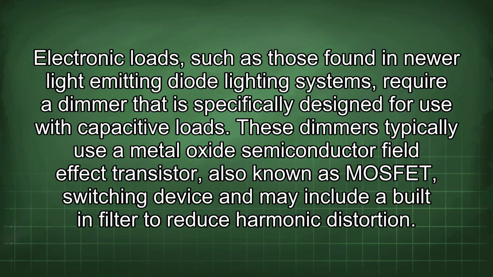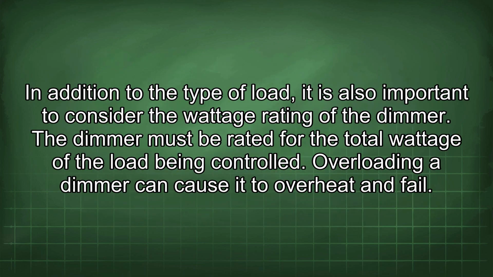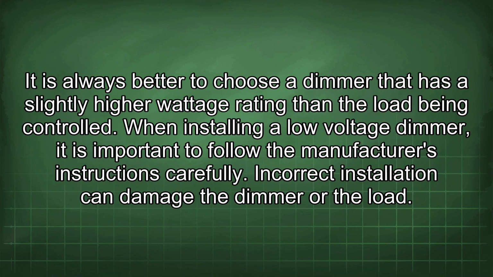These dimmers typically use a metal oxide semiconductor field effect transistor, also known as MOSFET, switching device, and may include a built-in filter to reduce harmonic distortion. In addition to the type of load, it is also important to consider the wattage rating of the dimmer. The dimmer must be rated for the total wattage of the load being controlled. Overloading a dimmer can cause it to overheat and fail. It is always better to choose a dimmer that has a slightly higher wattage rating than the load being controlled.